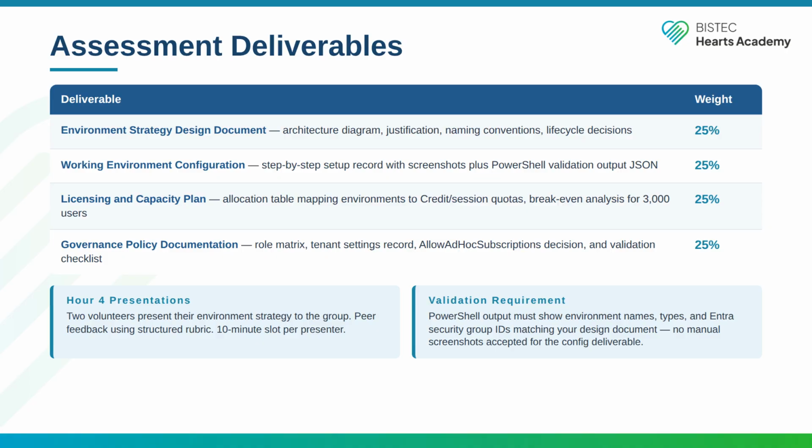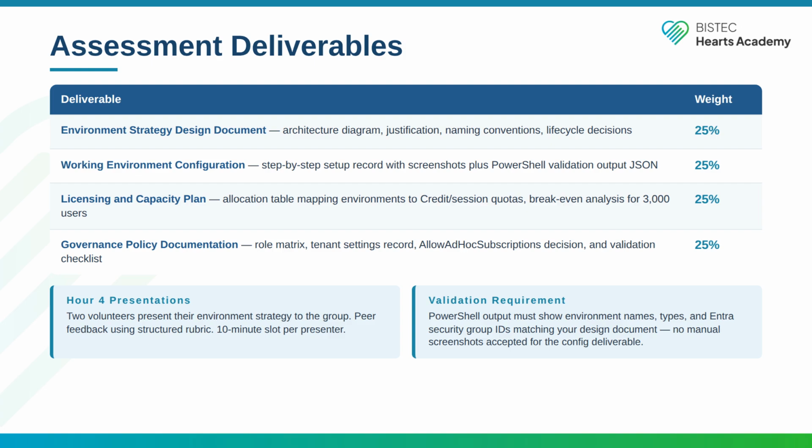The licensing and capacity plan is your financial model, an allocation table mapping environments to credit and session quotas, and a break-even analysis for a 3,000 user organization. What does it cost to run one production agent at scale? At what user volume does the tenant license become more economical than per-user licensing?